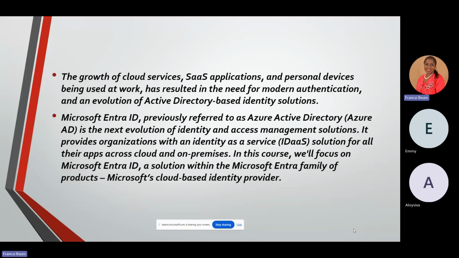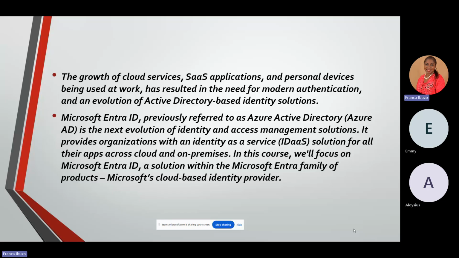And the Microsoft Entra ID, previously known as Azure Active Directory. Microsoft has changed the name now. It used to be referred to as Azure Active Directory, Azure AD. Now it's called Microsoft Entra ID. The name has changed from Azure Active Directory to Microsoft Entra ID. So if you come across Azure Active Directory, Azure AD, know that we're referring to Microsoft Entra ID.